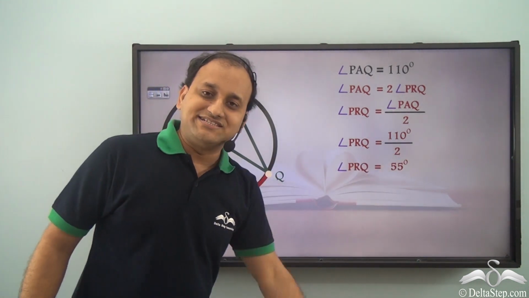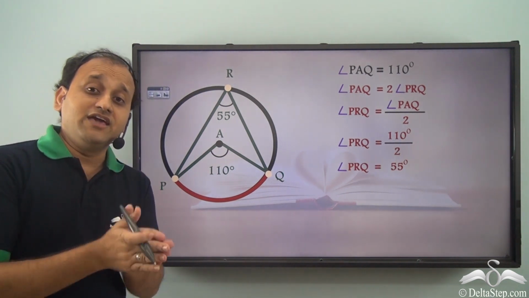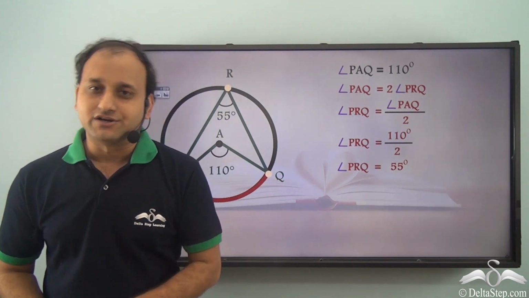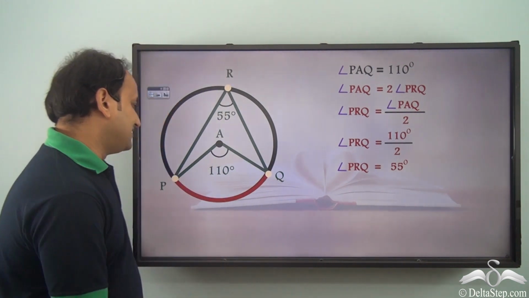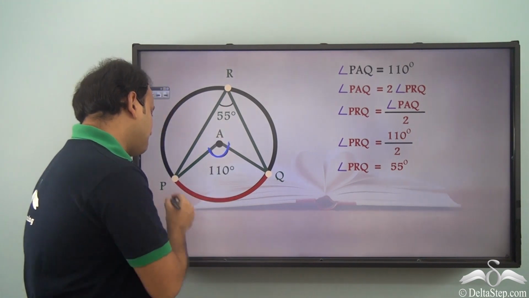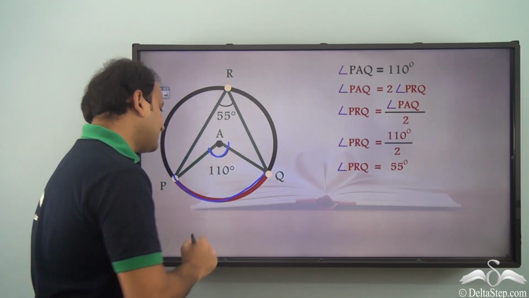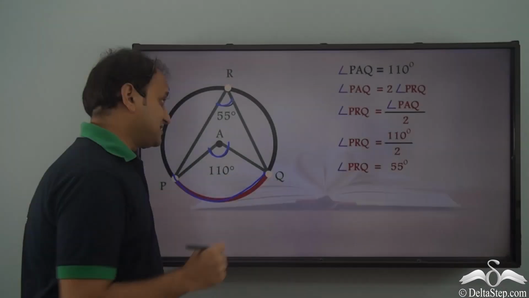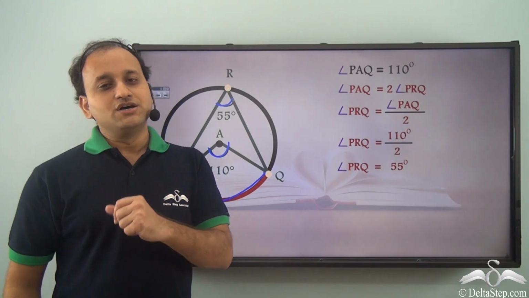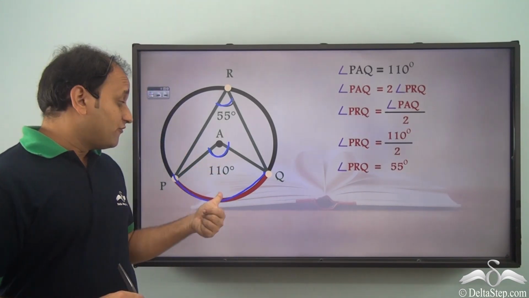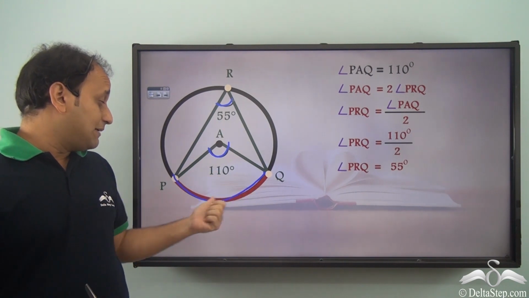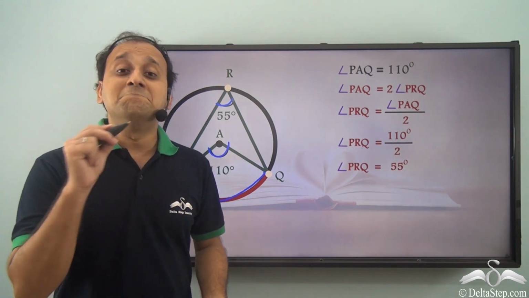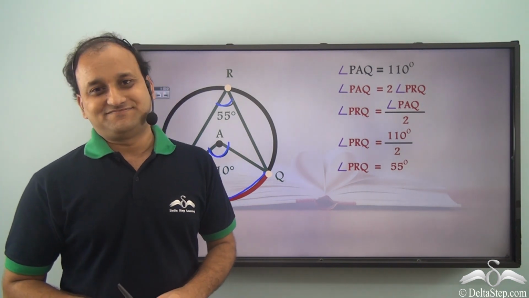So this is the value of angle PRQ. It's 55 degrees. And how did we find it? We found this value out with the help of a very important theorem of circles, which states that the angle subtended by an arc at the center is double the angle subtended at any other part of the circle. Now we have proved this particular problem with the help of a minor arc. We can try with an angle subtended by a major arc of a circle.